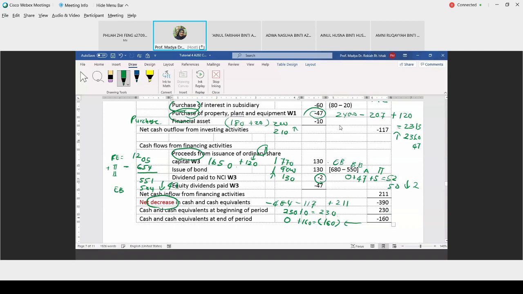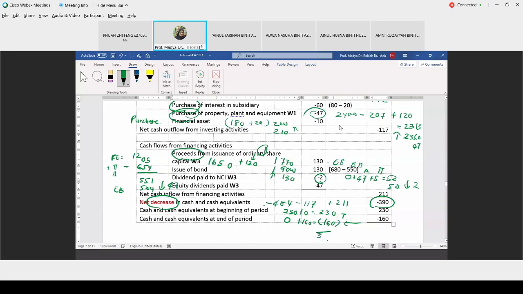Here, to find this 390, look at the beginning balance. The beginning balance that you have here is 230 positive, and the ending balance that you have here is 160 negative. So it is going to be reducing by 390.